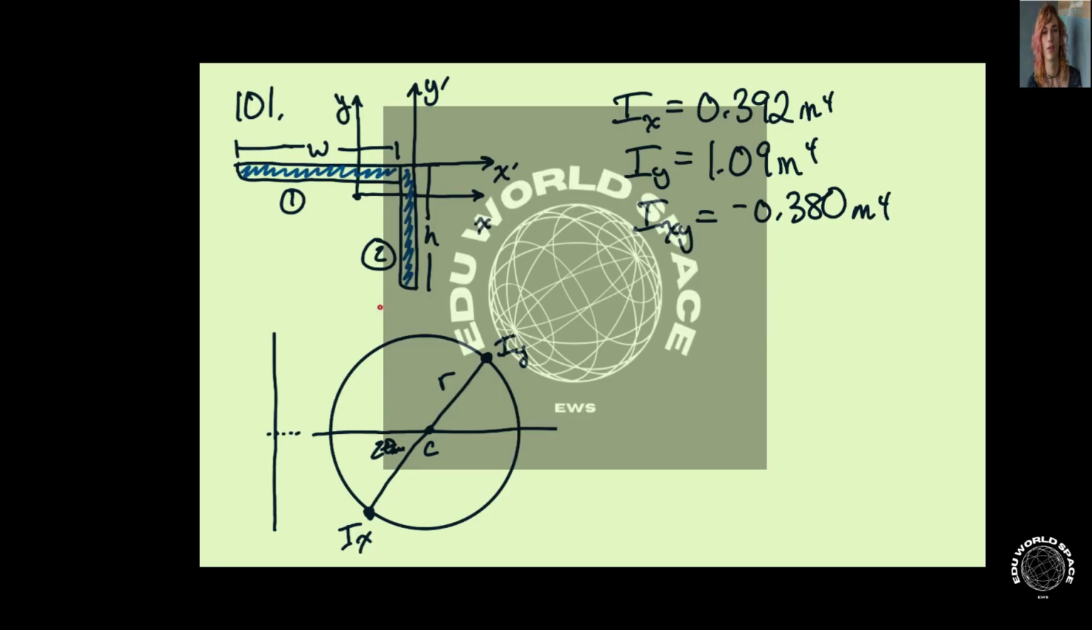So we want to use Mohr's circle to find the principal centroidal axes and the area moments of inertia about those axes of this cross section here, which we've studied in previous problems. We know Ix and Iy. We could get those from the book.